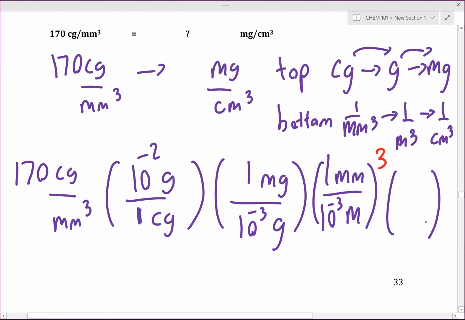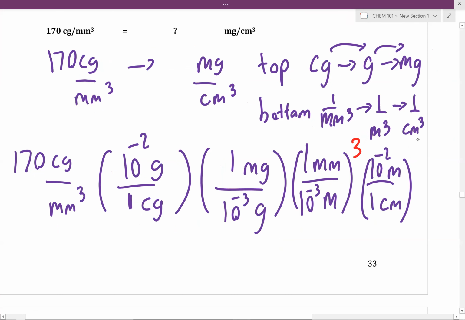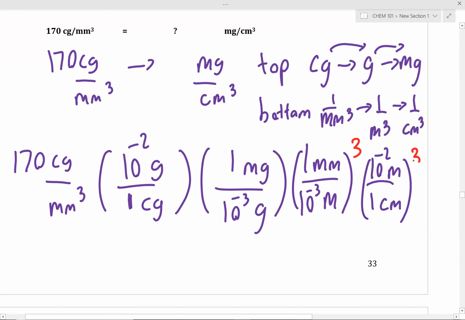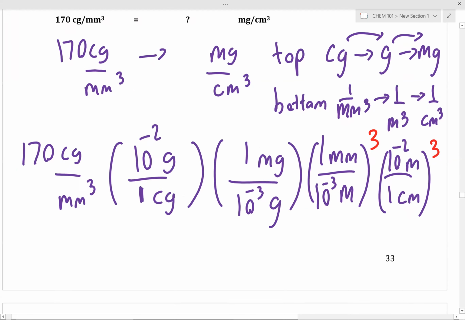Okay, now what do we need at the end? What do we need on the bottom? Yep, so we need centimeters on the bottom, and in 1 centimeter, that corresponds to how many meters? Yep, 10 to the negative second. Okay. Yes, so because we're dealing with cubic units, we then have to cube our conversion factor.